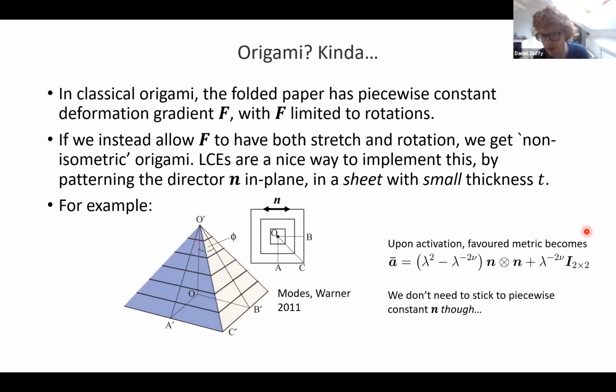And more generally, how we think about this is we write down a metric which is encoded by the director pattern n. It gives you the metric of the deformed surface, and you can check that this indeed corresponds to what I said before: a contraction by lambda along the director and an expansion by lambda to the minus nu in the perpendicular direction. You don't need to stick to piecewise constant n or piecewise constant a-bar. We can do things more general than that.